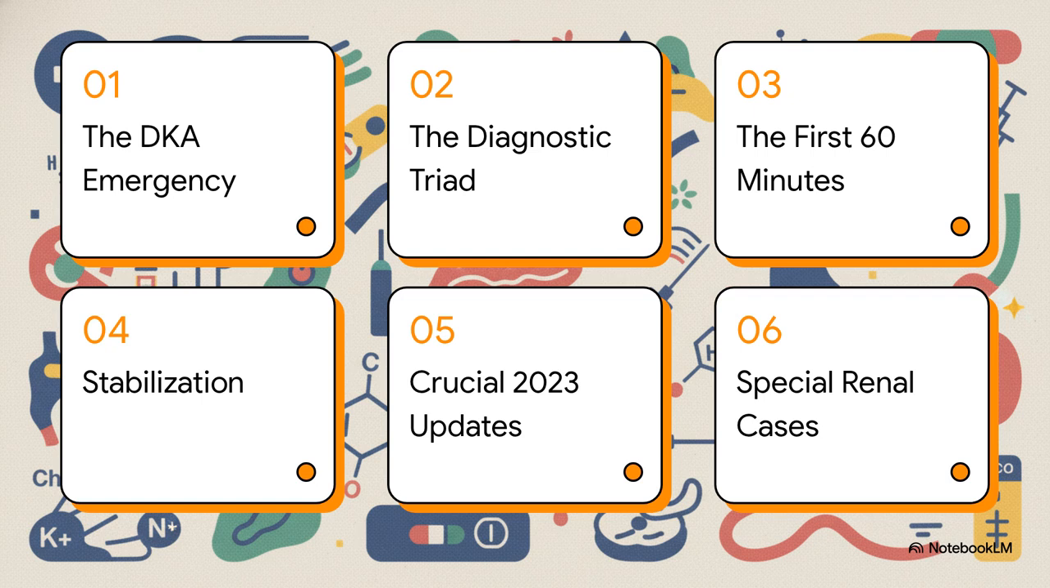Okay, let's map out our cognitive roadmap. Chronologically, here's what we're looking at. 1. The DKA emergency. 2. The diagnostic triad. 3. The first 60 minutes. 4. Stabilization and monitoring. 5. Crucial 2023 updates. And 6. Special renal cases. Let's get right into it.